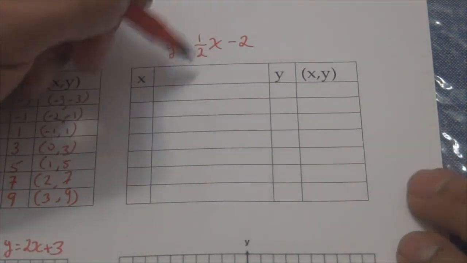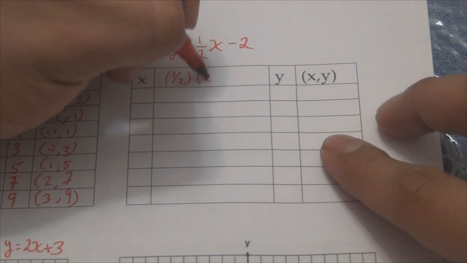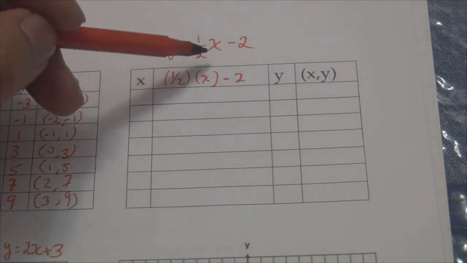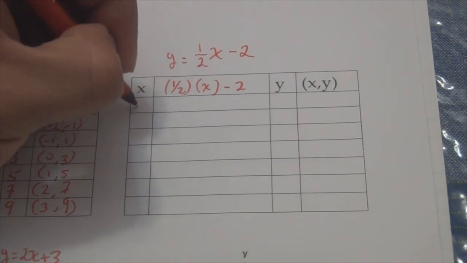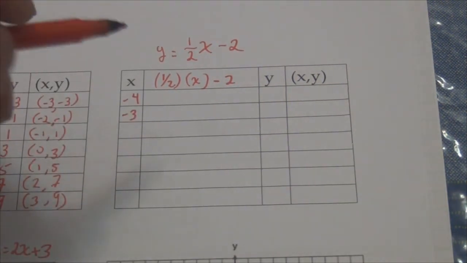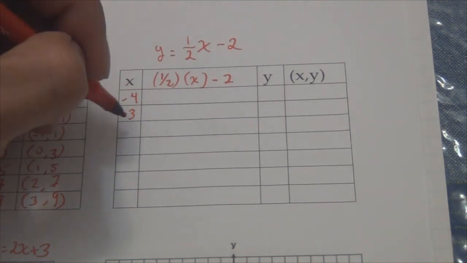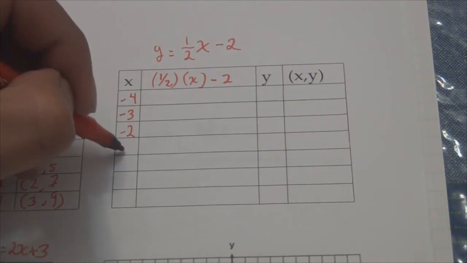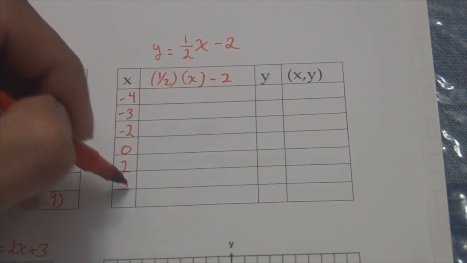All right, so what do I know about this? In this little column, I'm going to have 1/2 of x minus 2. So what kind of value should I give? Well, half of x means that every value that I give, I'm going to be dividing by 2. I'm going to try -4, -3, and then this is the only odd value I'm going to try here. Then, oh, you know what? No, I'll try -2, and then I'm going to skip from -2 to 0, from 0 to 2, from 2 to 4.